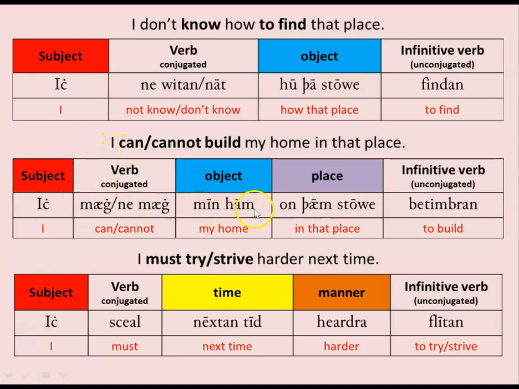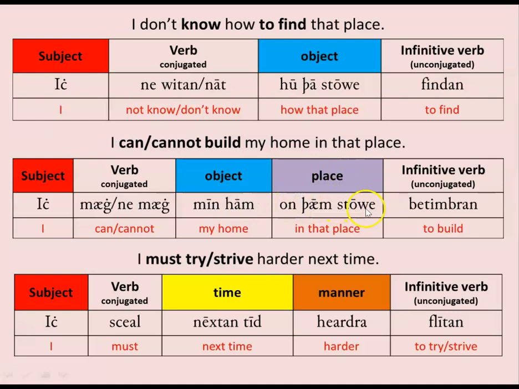So let's deal with the first sentence. Ich mai min ham on tham satoa betimbaran. And the other sentence is I cannot build my home in that place. Ich near mai min ham on tham satoa betimbaran. Now I, first person singular present, ich. The verb must be conjugated first person present tense singular, so it's mai or near mai, can, cannot. The object, min ham, is in the accusative. The object is always in the accusative.